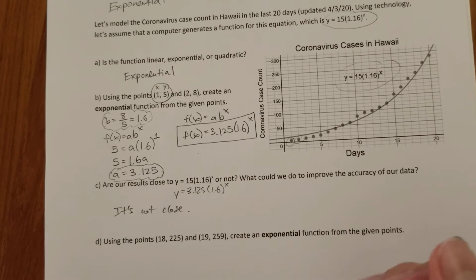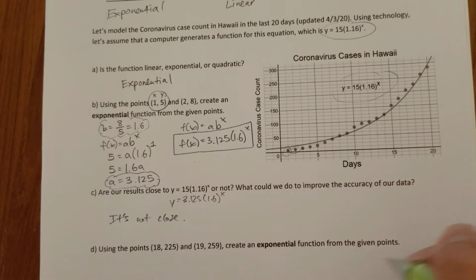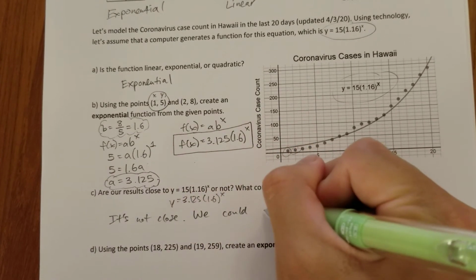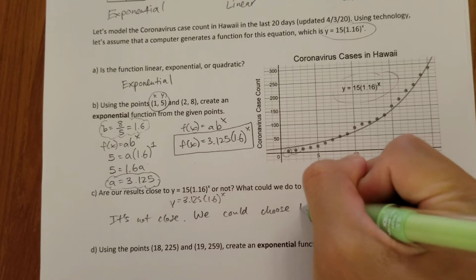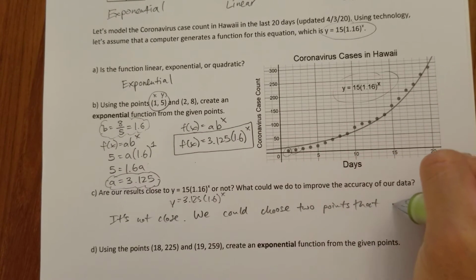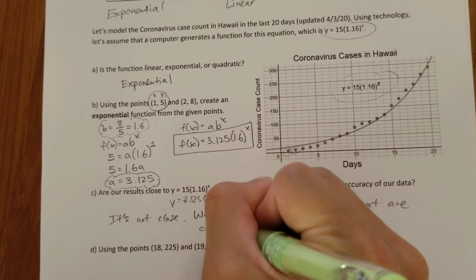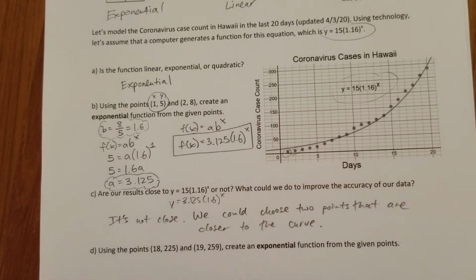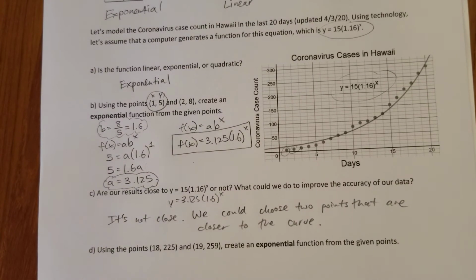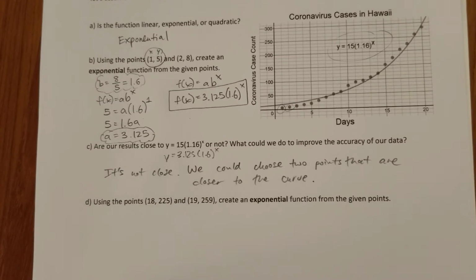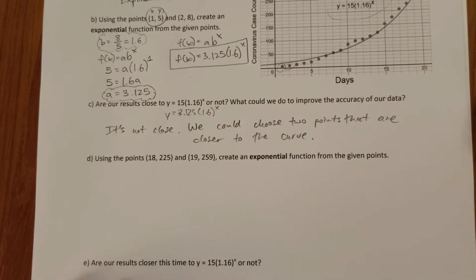So what could we do to improve the accuracy? One thing that we could do is choose two points that are closer to the curve. So that's basically how you would answer that one. So let's go ahead and do that, which is what I modeled for you in letter D.